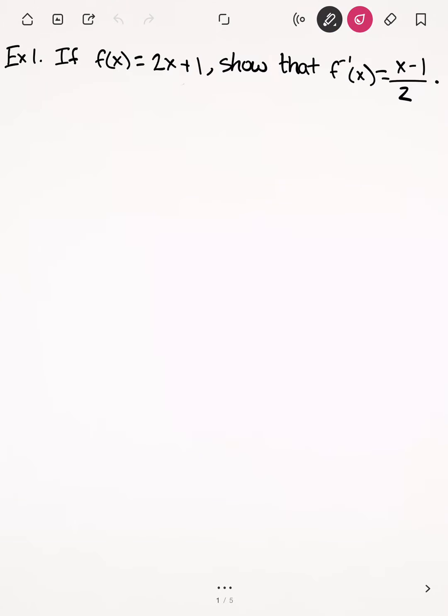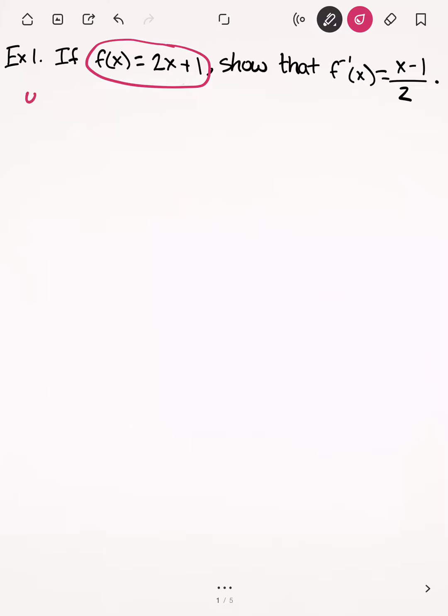Example 1 says if f of x equals 2x plus 1, show that f inverse of x equals x minus 1 divided by 2. This one doesn't technically involve compositions. It's more of just showing that the two are inverses. So how I would go about solving this is first, I'm going to take this function right here and find the inverse of it.